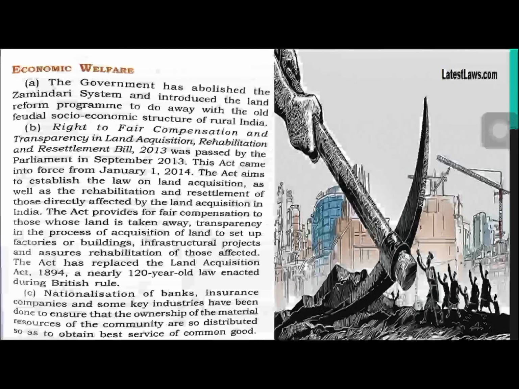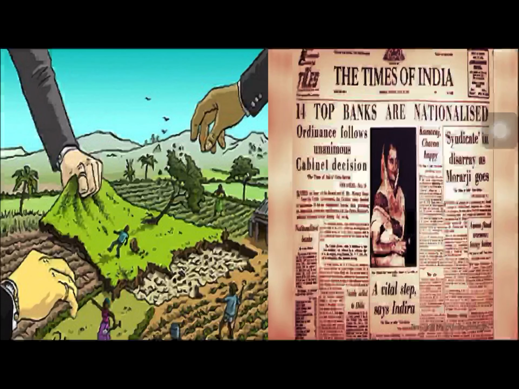And the third economic welfare point that we are doing, the last thing for this class, is nationalization of banks, insurance companies and some key industries, which have been done to ensure that ownership of the material resources of the community are so distributed as to obtain best service of common good. So basically in the year 1980, in the first turn of events, 14 banks were nationalized, and later in the same year, 6 more banks, that means a total of 20 banks were nationalized in the country. What does this mean?